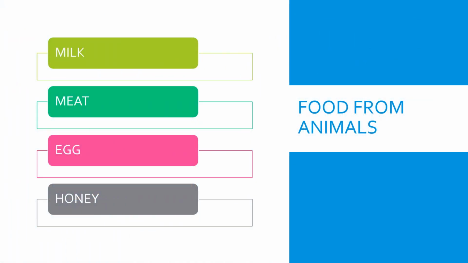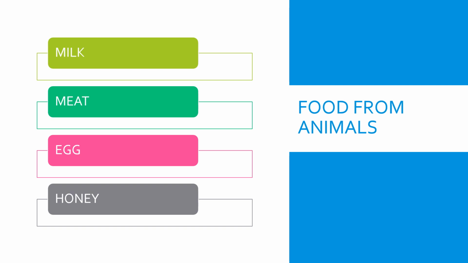After getting food from plants, we also get food from animals. We completed food from plants, and now we are covering food from animals. We obtain many kinds of food items from animals, and we call it animal husbandry. Rearing animals on a large scale for food and other needs is known as animal husbandry. Some examples are milk, meat, egg and honey.